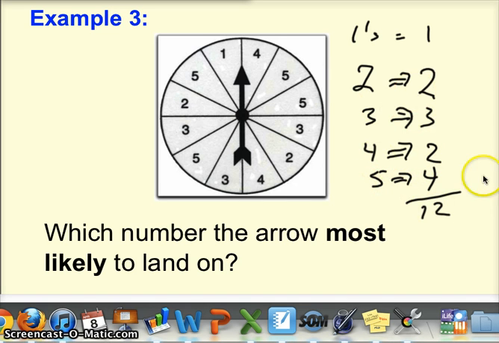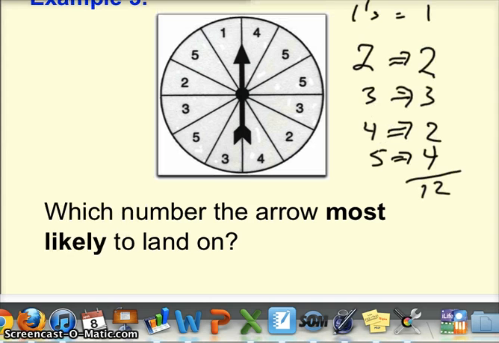So looking at this, there are several ways that a question could be phrased. I could ask, as here, which number is the arrow most likely to land on? In this case, since there are 4 5s, that's higher than any of the other numbers, which means that this spinner has a higher likelihood of landing on a 5.